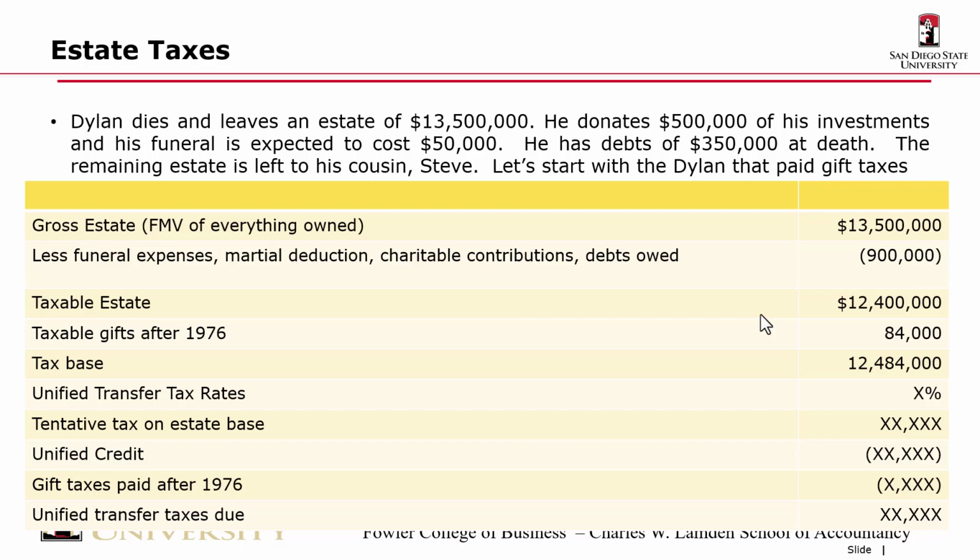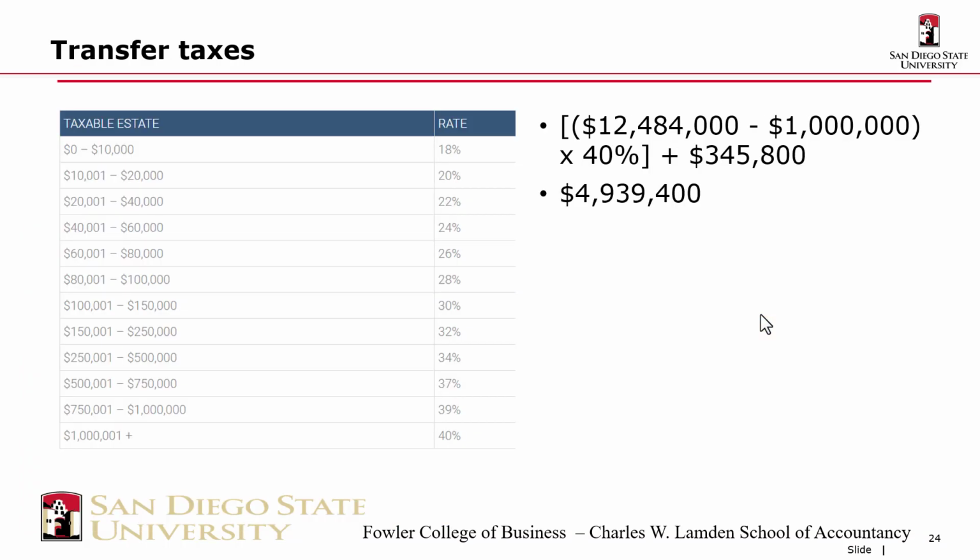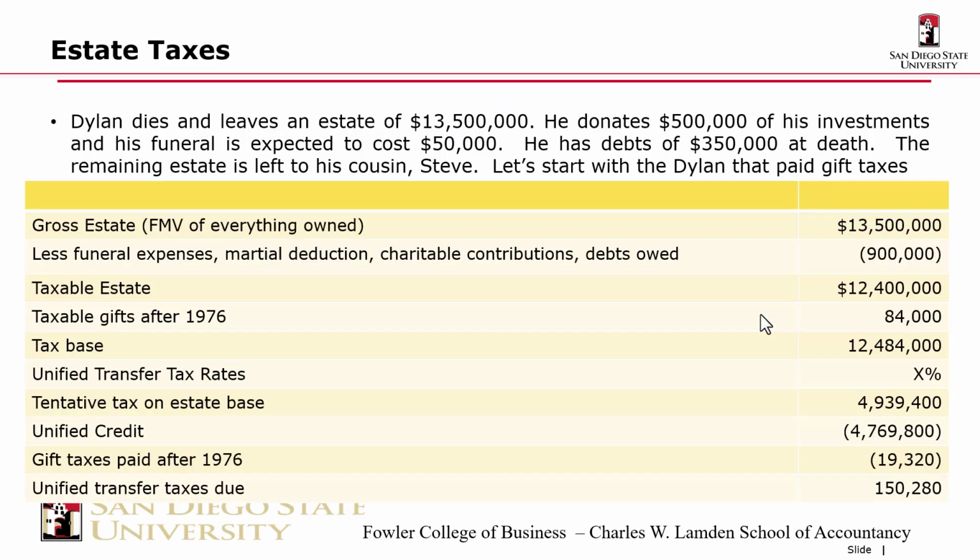So now we've got to take that base and apply the rate. So how do we figure out what the rate is? Well, we're going right back to these tables, right? So we've got $12,484,000 less $1 million times 40%, right? So we're reducing it by that $1 million, it's all the crazy rates, to just lock it in on the 40%, and then we're just going to add the 345.8. So as it turns out, the tax on an estate of $12.484 million is $4,939,400. So now we can plug that in.